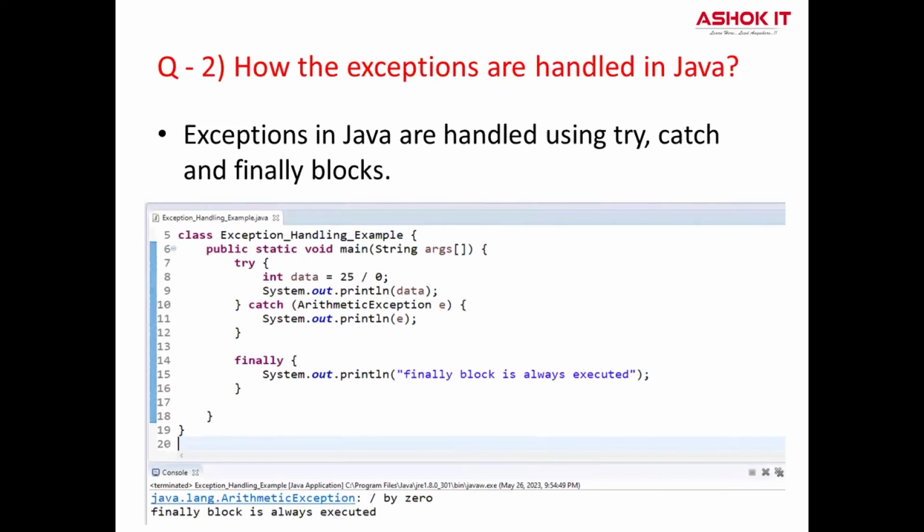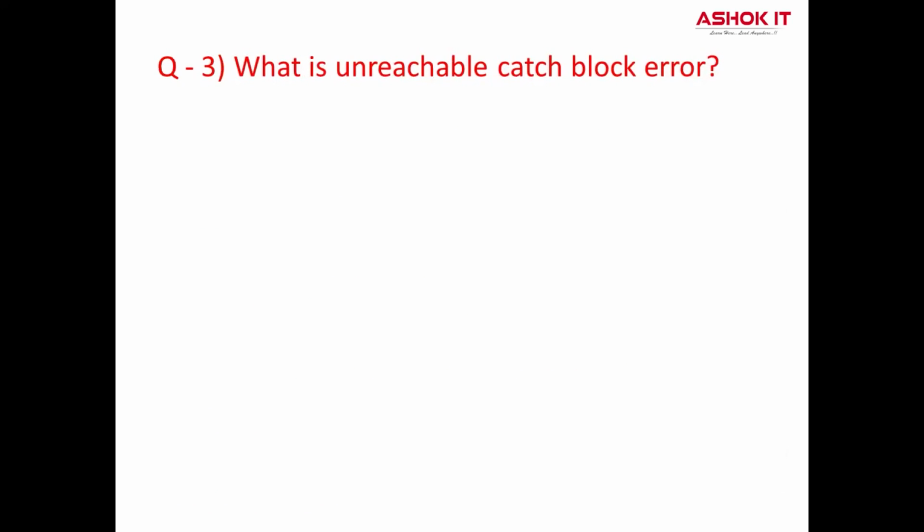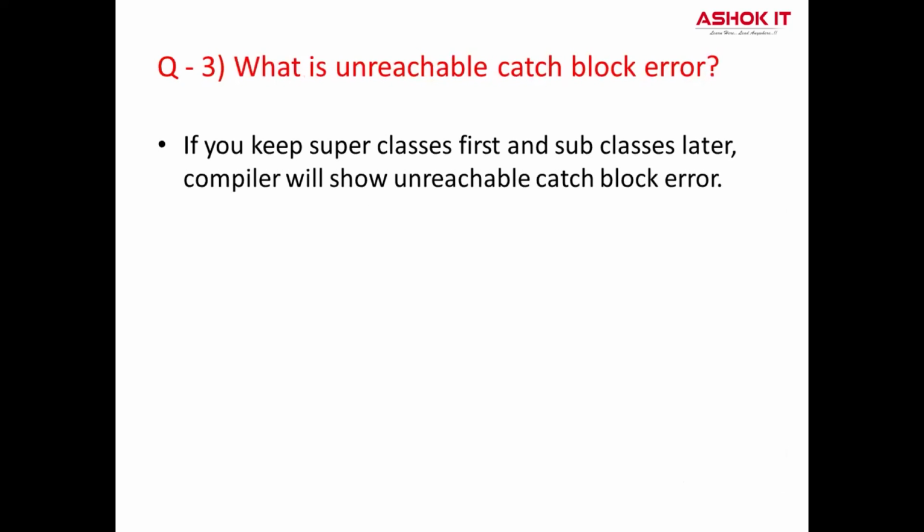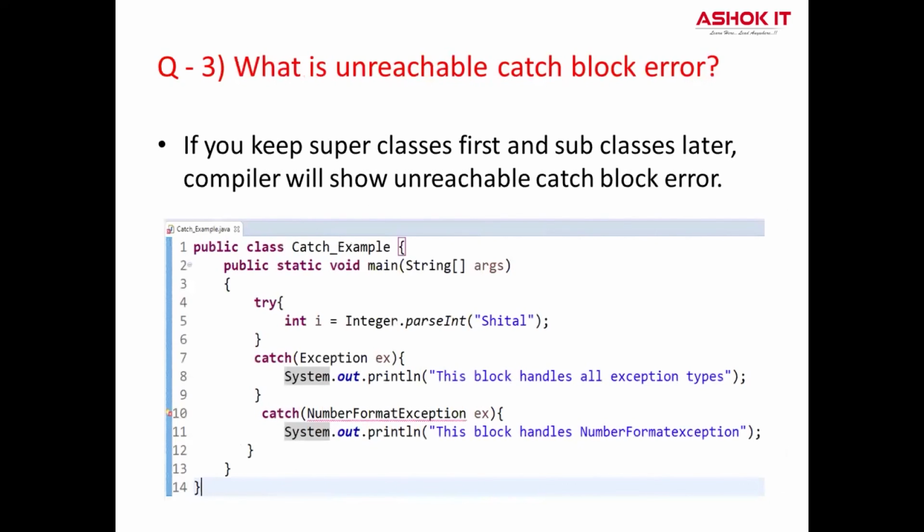You can see this example. Question number 3. What is unreachable catch block error? If you keep superclasses first and subclasses later, the compiler will show an unreachable catch block error. So when you are keeping multiple catch blocks, the order of catch blocks must be from most specific to general one. That is, subclasses of exceptions must come first and superclasses later. You can observe in this program, this exception Ex is a generic exception. NumberFormatException is a specific exception. So specific exceptions come before the general exception.